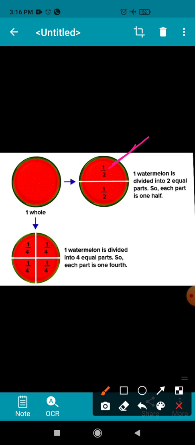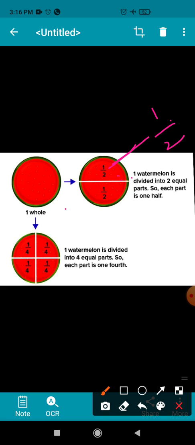So let us start. Children, here you can see this is a big watermelon, and this watermelon is divided in two equal parts. So each part of the watermelon is known as half. Half stands for out of two, one part. Okay, so each part is half.